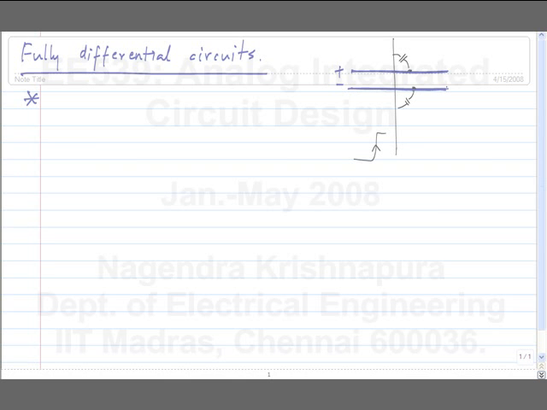Now, physical symmetry is another essential part for making fully differential circuits. It's not enough if the schematic is differential. Physically also they should be mirror images of each other, okay. Certainly more immune to interferences compared to a single line.